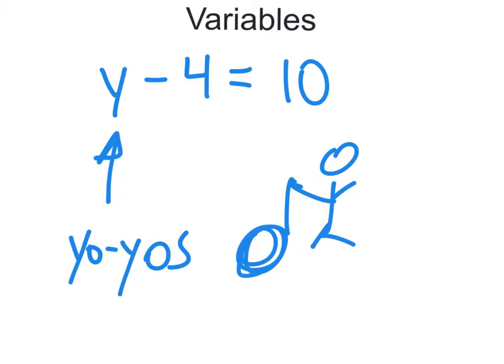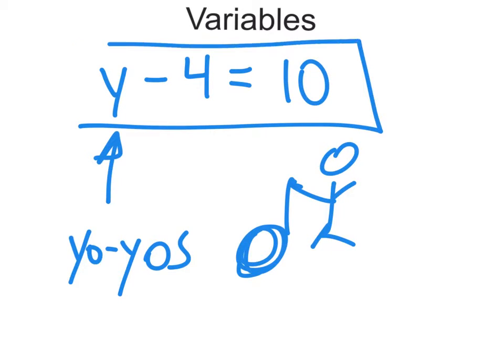So getting back to this, Y minus 4 equals 10. So some yo-yos, take away 4 of them, and we end up with 10. So what does Y equal in this case? Well, Y would equal 14. 14 minus 4 equals 10.